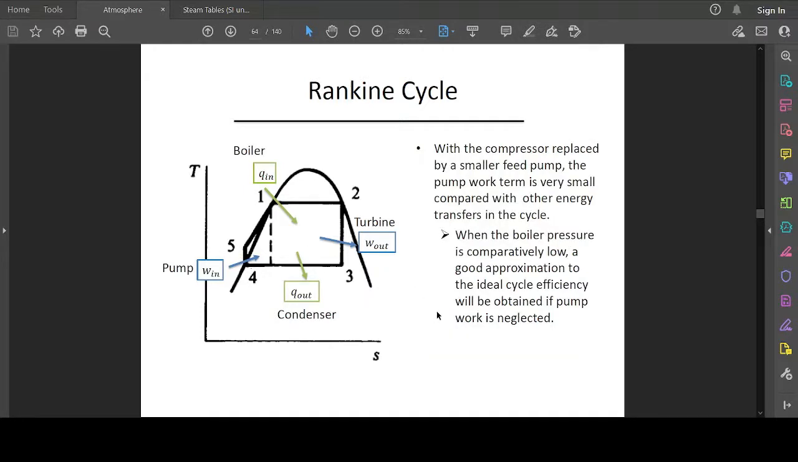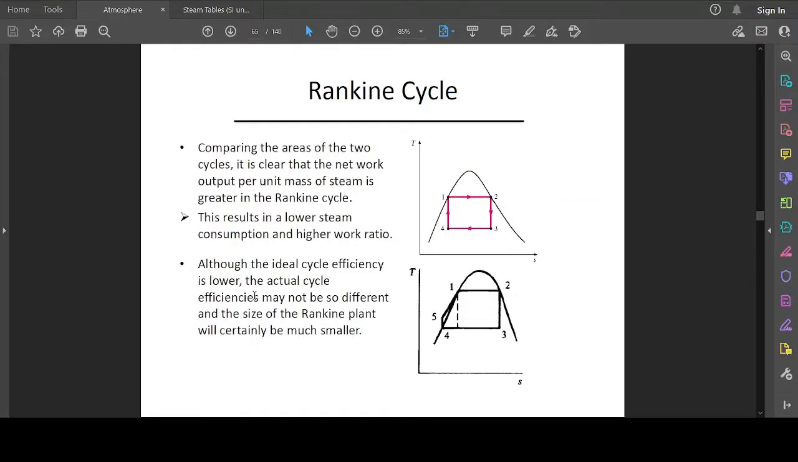Okay. So with the compressor replaced by a smaller feed pump at this stage, the pump work is very small compared with other energy transfer in the cycle. So when the boiler pressure is comparatively low, a good approximation to the ideal cycle efficiency will be obtained if the pump work is neglected.